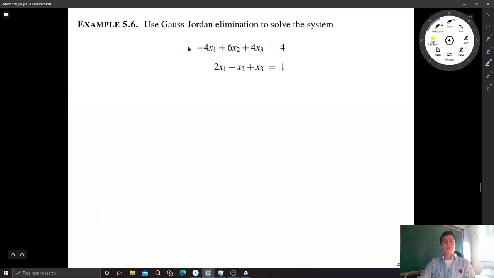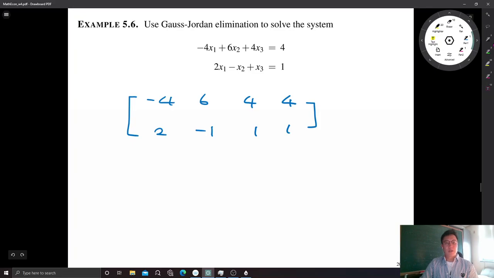Here is one more example, the final example. Use Gauss-Jordan elimination to solve the system. So we have two equations and three variables. You can easily see the coefficient matrix is going to be non-square, a rectangular matrix, 2 by 3. All right. So the inverse matrix does not exist, but the Gauss-Jordan elimination method still works. We have -4, 6, 4, and 4 in the augmented matrix, and 2, -1, 1, 1.